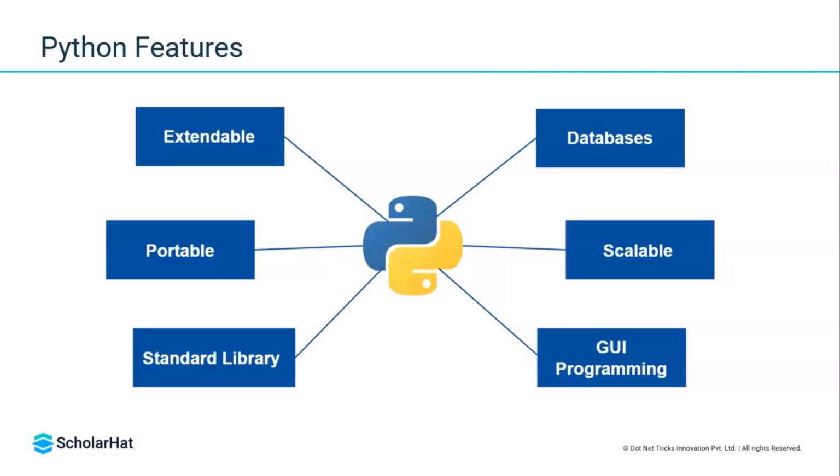Python has some key features: it is extendable, portable, has support of a standard library, database support to connect with the data layer, is scalable and has a GUI programming feature. Python is easy to understand, making it ideal for beginners. Code is executed, as I discussed, line by line, which allows quick testing and debugging.